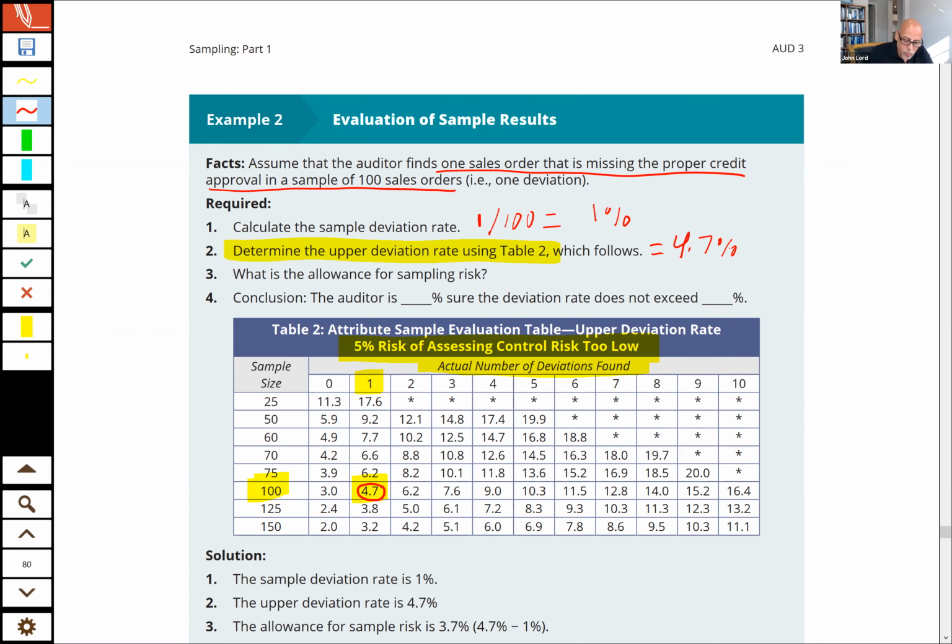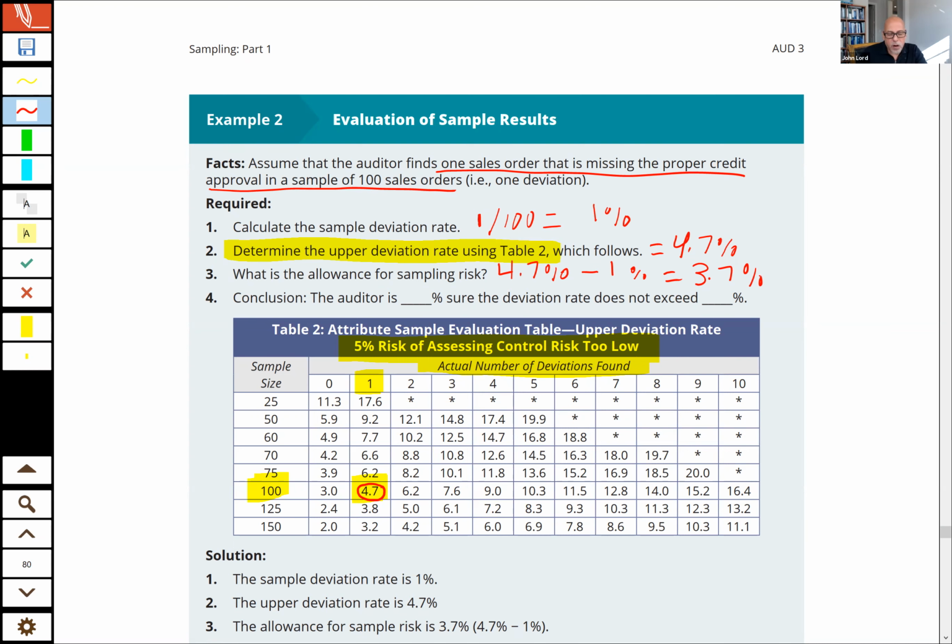So then they ask us, well, what is the allowance for sampling risk? If this table is telling me it could go as high as 4.7%, and the actual deviation rate was 1%, my percentages are looking kind of funky today. Okay, it's only 1%. Then that means I have a cushion, an allowance for sampling risk of 3.7%. And I put that cushion there just in case there's more items in there than I was detecting through my control testing here.